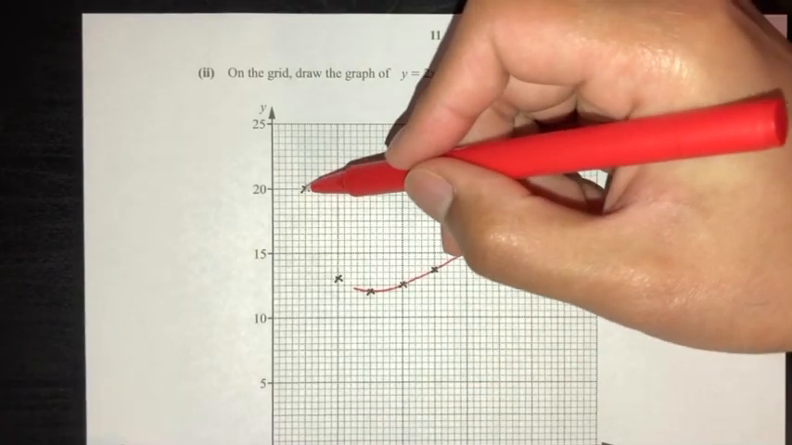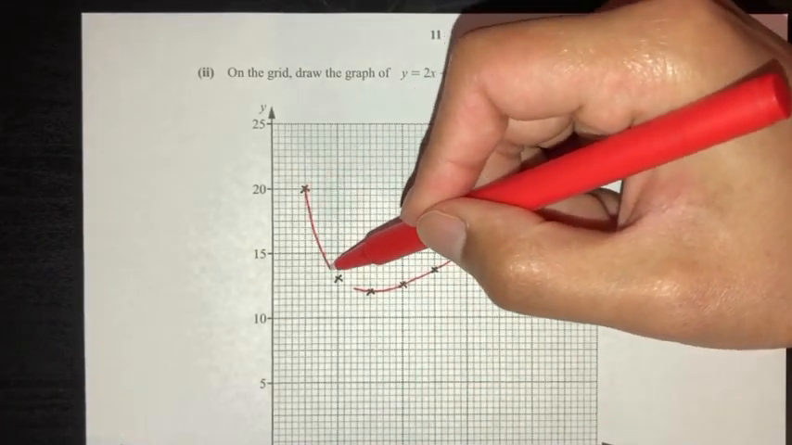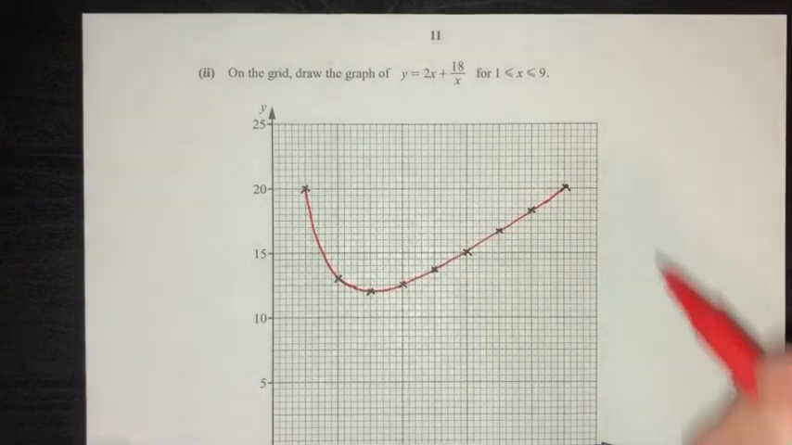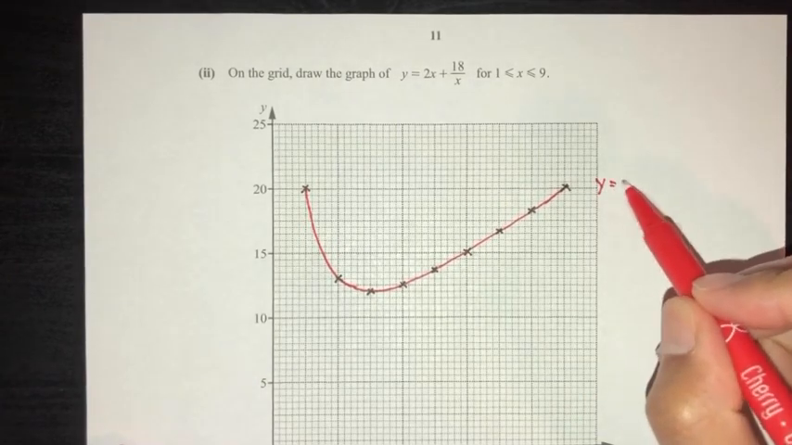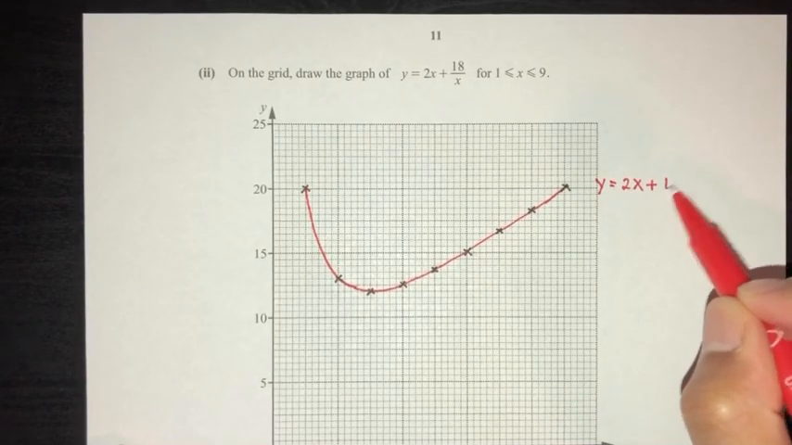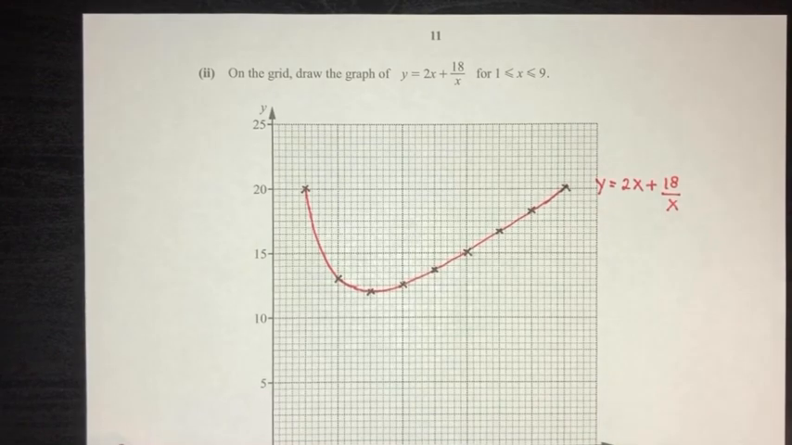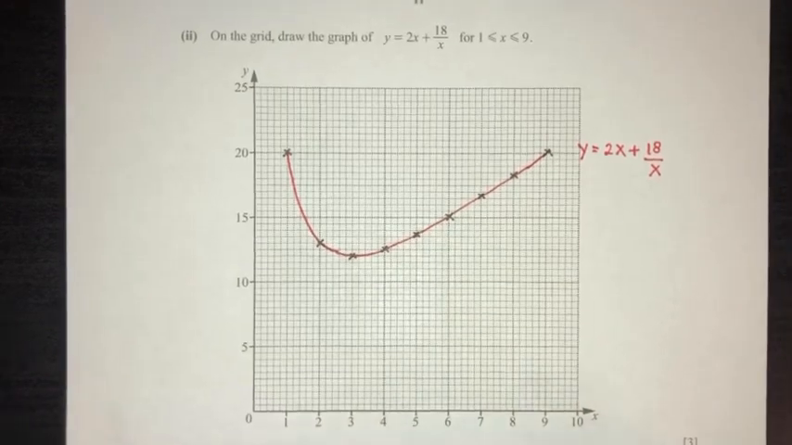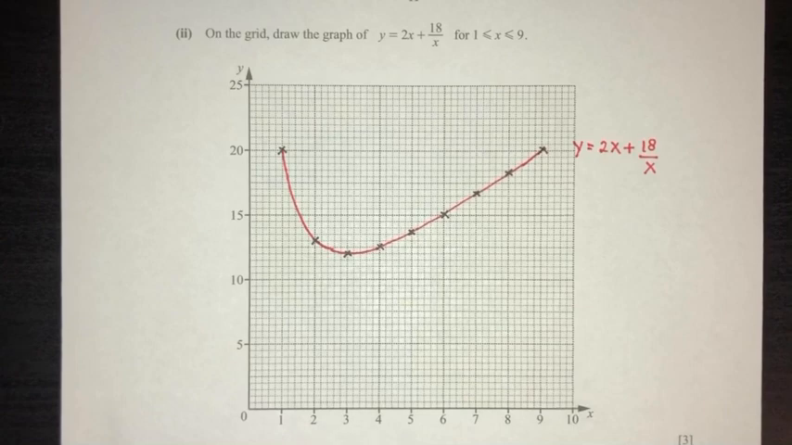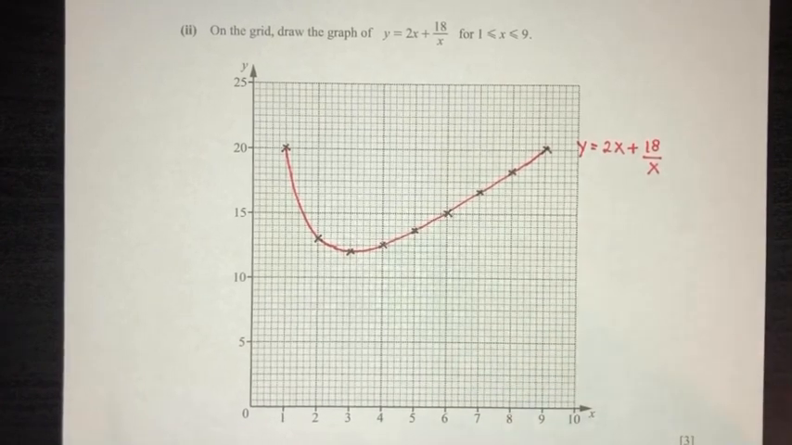Okay, not too bad. And this one will be joining with this one. Now you just have to label this as y equal to 2x plus 18 over x. And of course, when it comes down to graph and drawing, always use a pencil because you can always retry again and make it as smooth as possible. Okay, that is for part 2.